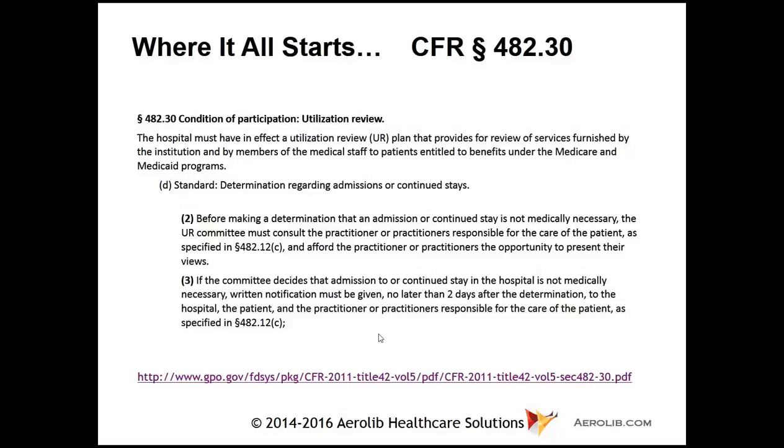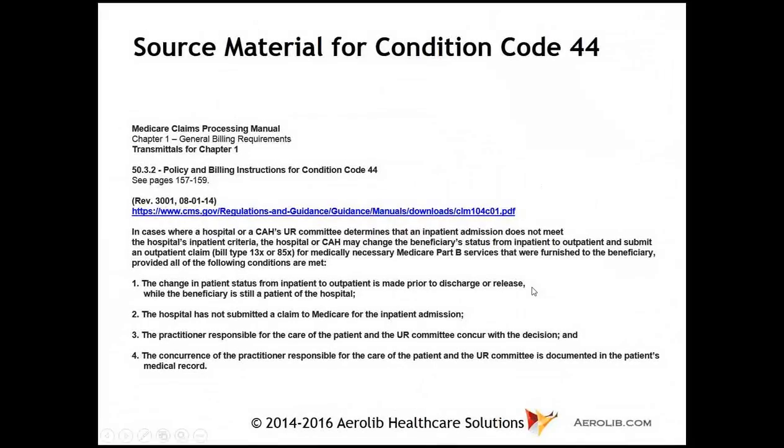We're going to talk about that a little bit more in a moment, especially because if you go look at the Medicare Claims Processing Manual, you get a slightly different picture. So here is the Medicare Claims Processing Manual, Chapter 1, General Billing Requirements. This is from a transmittal for Chapter 1, and it is specifically about policy and billing instructions for Condition Code 44. So there is the link to the PDF about this particular transmittal. You can see that on the slide.